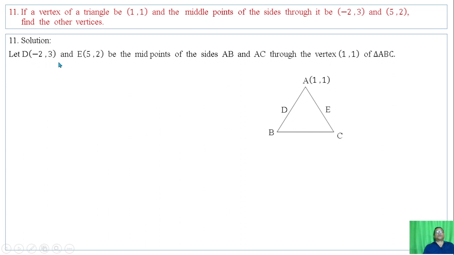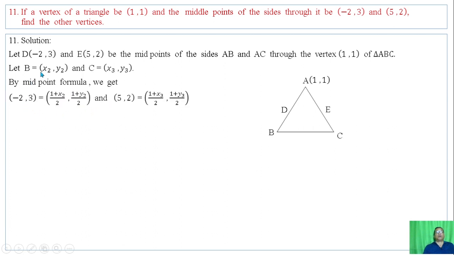Let D(-2, 3) and E(5, 2) be the midpoints of the sides AB and AC through the vertex A(1, 1) of triangle ABC. Let B be (x2, y2) and C have coordinates (x3, y3). By the midpoint formula, we have this.